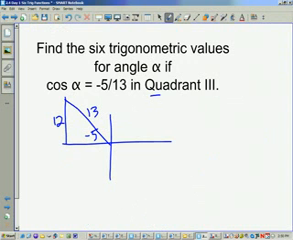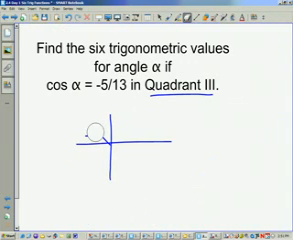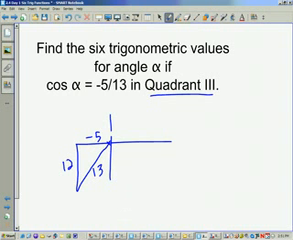But it says quadrant 3, so let's do that again in quadrant 3. So I go 5 to the left. The hypotenuse is 13. This side here is going to be 12 because it's a 5, 12, 13 triangle. If you don't know how to do that, you can use the Pythagorean theorem to find that out. So now it says find the 6 trigonometric values.